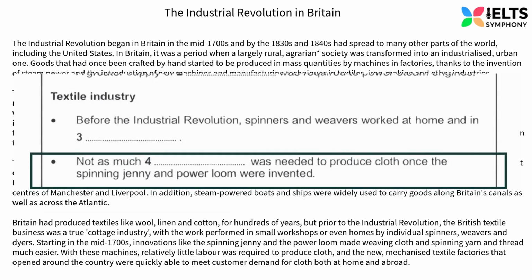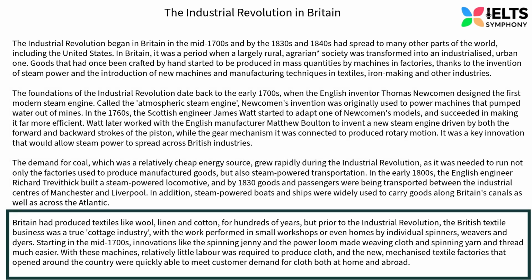Not as much was needed to produce cloth once the spinning jenny and power loom were invented. In the next sentence, within the same paragraph, we find the two machines, spinning jenny and power loom. That matches the topic in the question perfectly, so let's read it carefully. The passage says, "With these machines, relatively little labor was required to produce cloth." Now, what does relatively little labor mean? It means a small amount of work, or not much labor was needed.